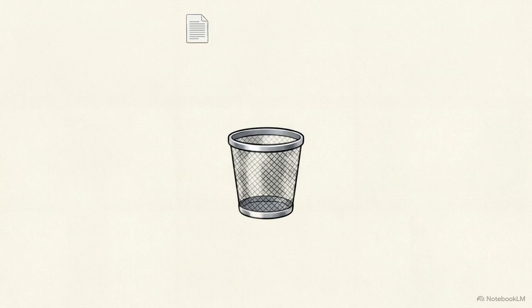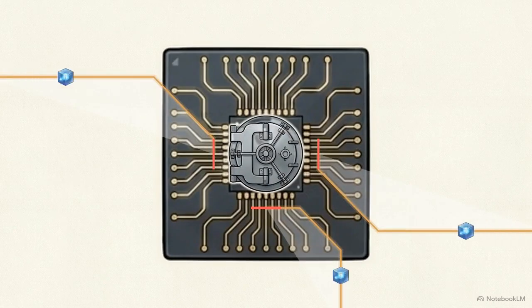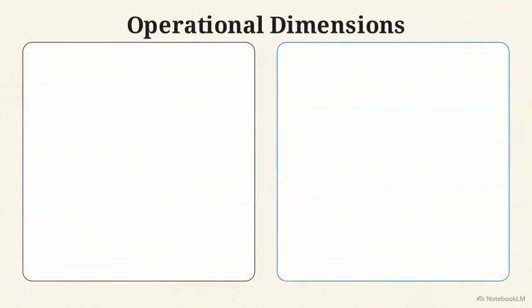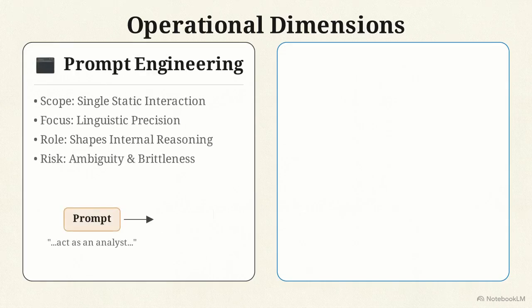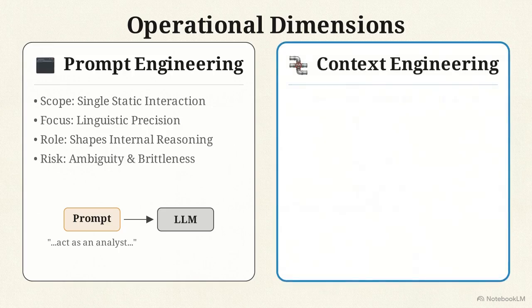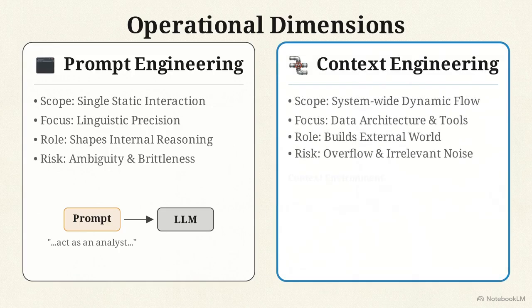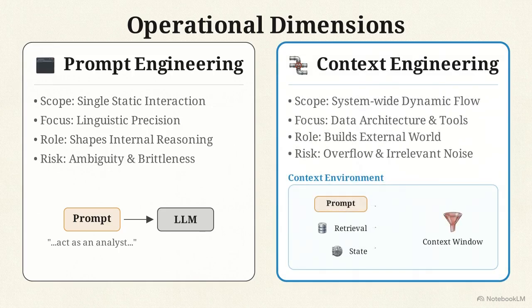Instead of treating the context window as a bottomless bin for text, a context engineer treats it as a heavily constrained, highly volatile computational resource. This table illustrates the operational dimensions of both approaches. While prompt engineering focuses on linguistic precision for a single static interaction, context engineering is about data architecture. It manages the system-wide flow of dynamic, multi-turn information.